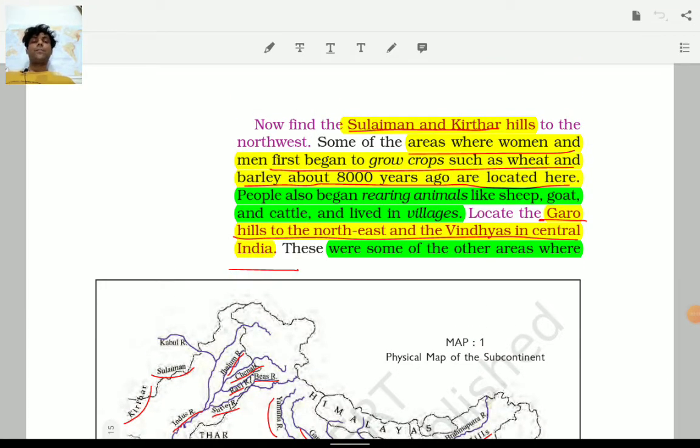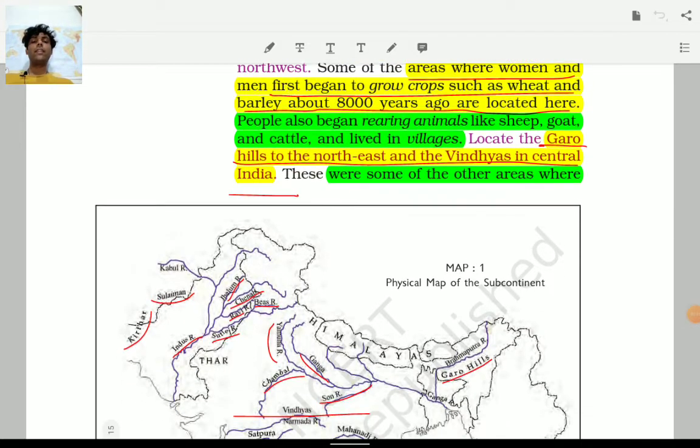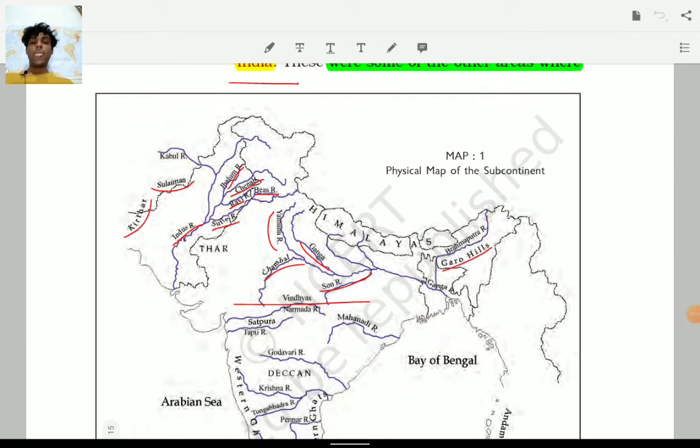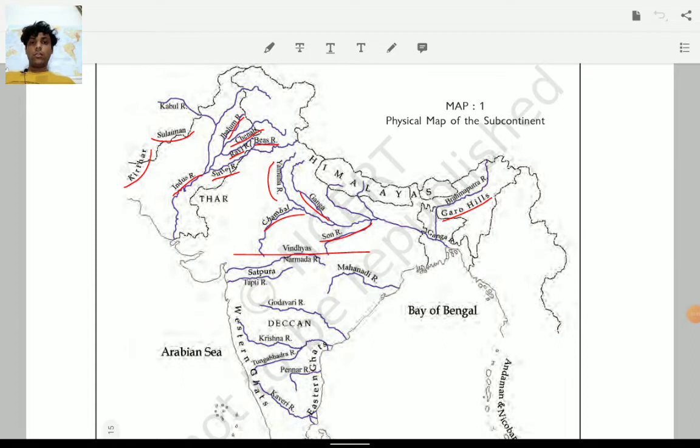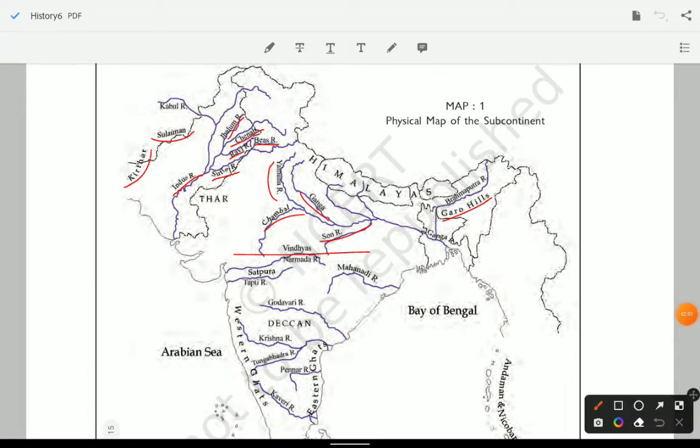And now it is asking us to look at the Sulaiman and Kirthar hills. So first of all, we will look at the Narmada river. Where is Narmada river? Look at the map carefully, and you can see the Narmada river, which is here, below the Vindhyas. Here is Narmada.